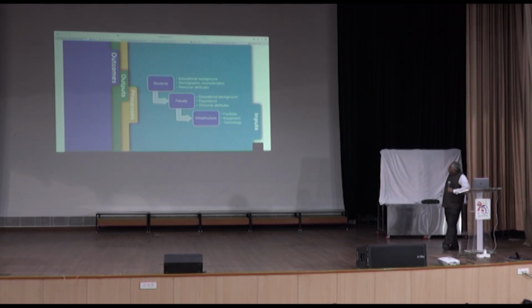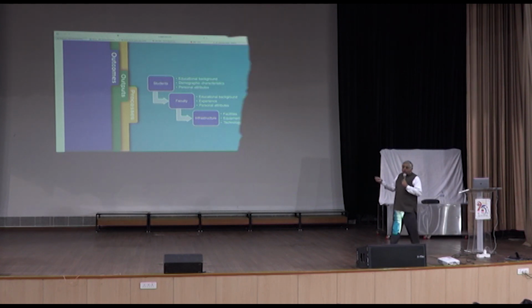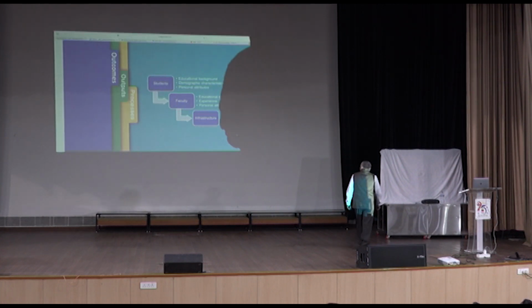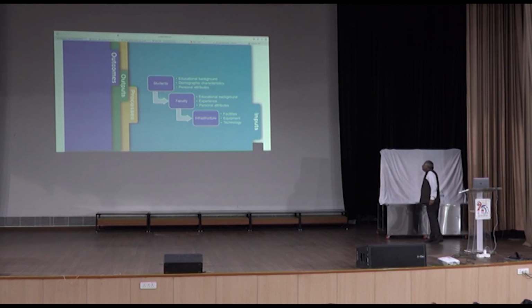Inputs basically refer to students and faculty and infrastructure. For students, we think about, who are your students? What's their educational background? What are their demographic characteristics and personal attributes that they bring to your program? This is WKs, what we do talk about in program outcomes. Their experience, and what kind of personal attributes do they have? The infrastructure: the facilities, equipment, and technology that make up your program and program offerings.